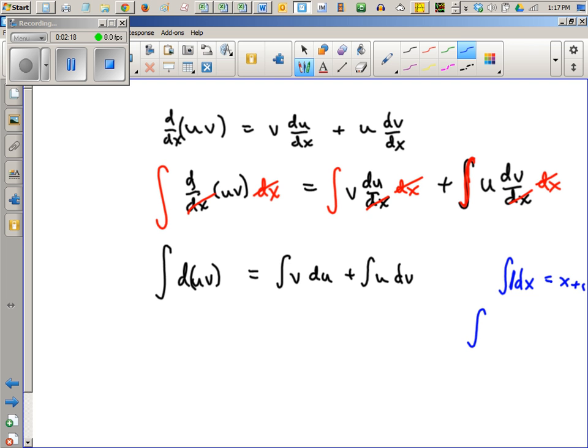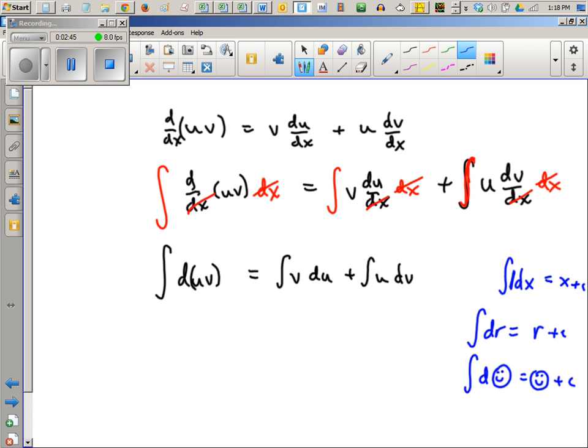What if you saw the integral of dr? What would that give you? r, right, of course, plus c. What if you had the integral of d, I don't know, happy face? Happy face plus c, because the derivative of happy face is 1, if you're differentiating with respect to happy face.